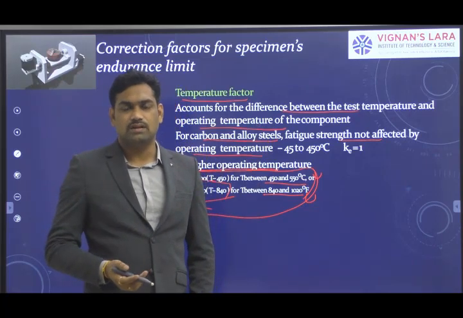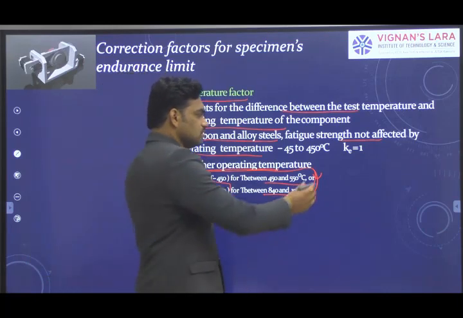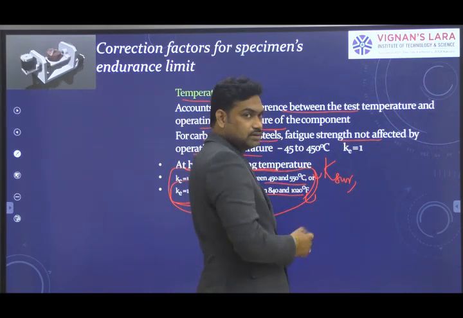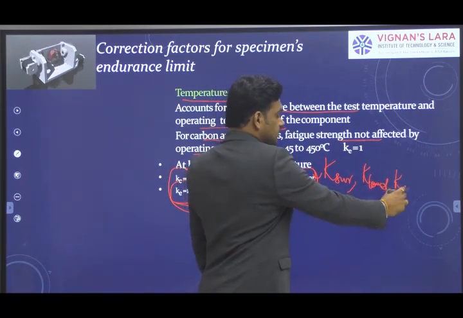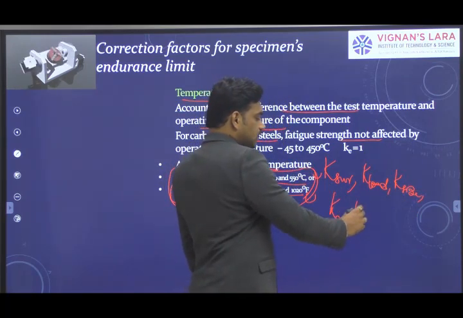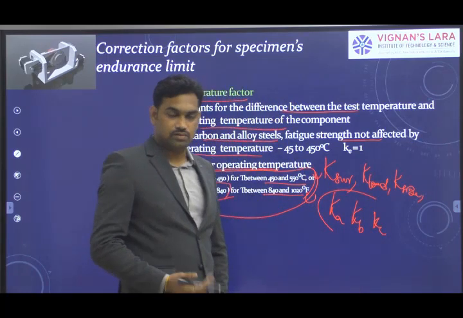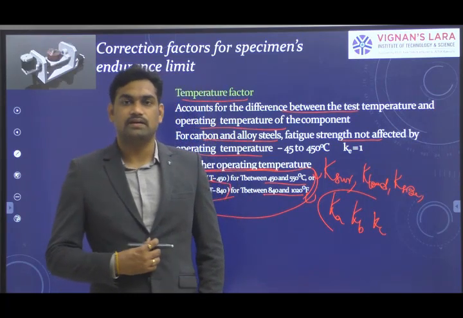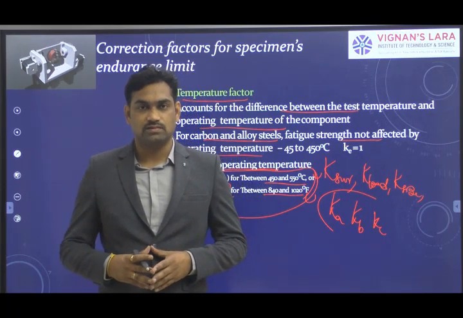Some of the designers take different notations. They can use notations like K with a subscript for surface finish, K surface finish, K load, or K size. Likewise, in some cases they represent them directly, or denote them with KA, KB, KC, or like that. Whatever the notation, it is a derating factor to decrease the endurance strength of the material. So these are the main derating factors for the endurance strength to match up with the actual value for an actual machine component.